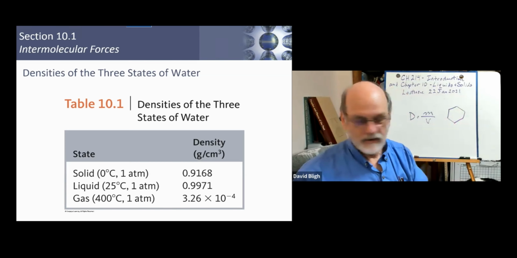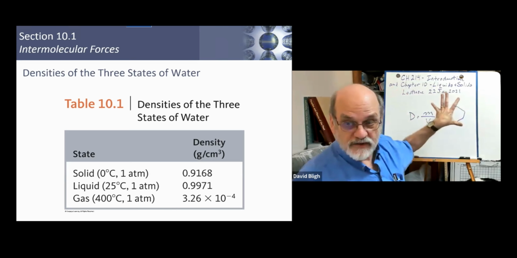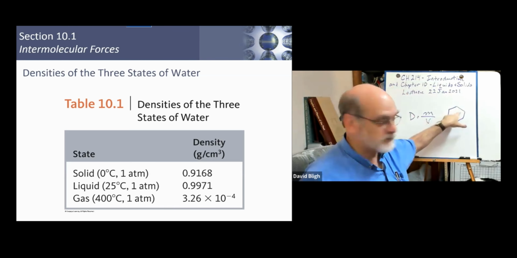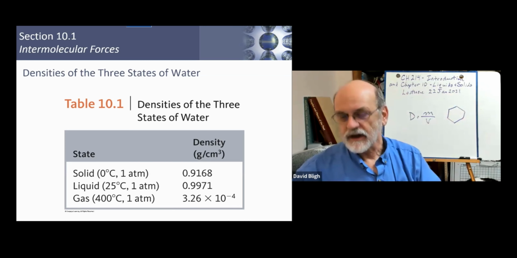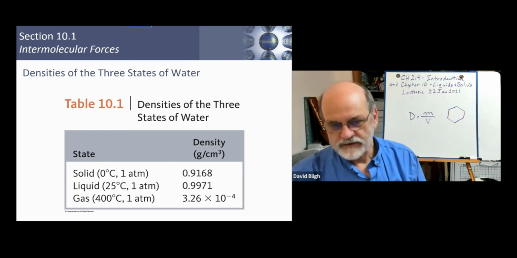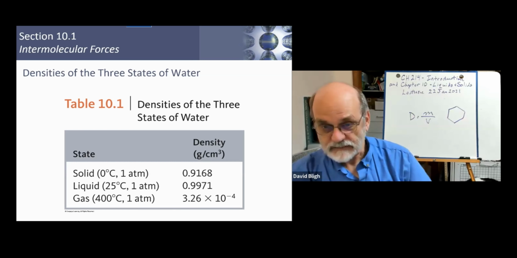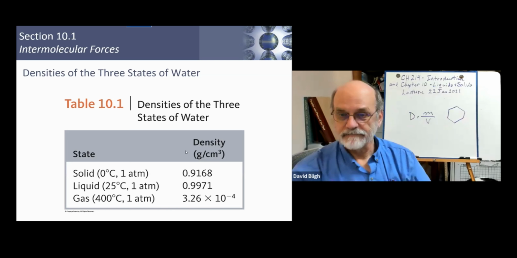So what does that do? Well, it opens up the lattice and leaves empty space in between. So that's where the increased volume comes from, and consequently decreased density. So water's kind of funny that way. Actually, it's a good thing it is, right?